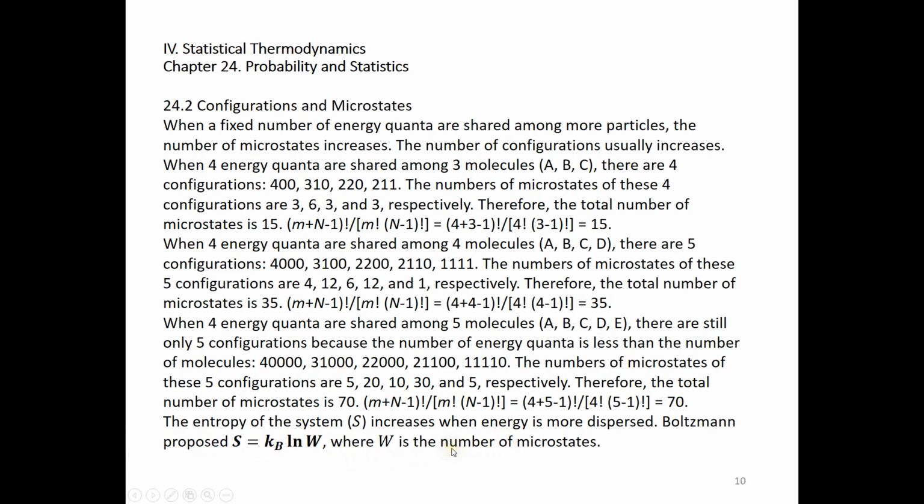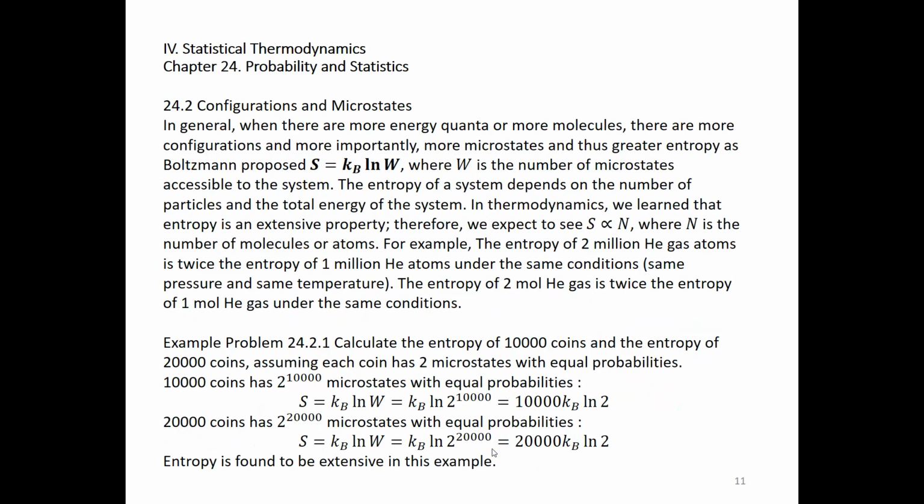And W is the number of ways of distributing energy among the particles, and more specifically among the many different energy levels of those particles. In general, when there are more energy quanta or more molecules, we're going to have more configurations and more microstates. When we have more microstates, we have higher entropy. Boltzmann proposed that the entropy is just the Boltzmann constant K sub B times the natural logarithm of W. W is the number of microstates accessible to the system. That means this system can be in any one of those microstates. The entropy of a system depends on the number of particles and also the total energy of the system.